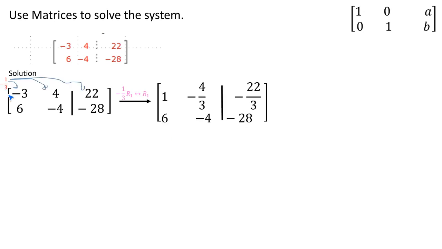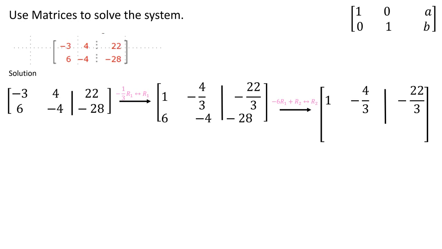So negative 1/3 times negative 3 gives me a 1. Negative 1/3 times 4 gives me a negative 4/3. And negative 1/3 times 22 gives me negative 22/3. So I find out my 1 here. Now my next goal is to have a 0. In order to have a 0, I need to make sure that this 1 becomes a negative 6, so that when I add it to 6, it's going to be 0. So what we can do is multiply row 1 by negative 6, add it to row 2, and then our answer we're going to put in row 2.